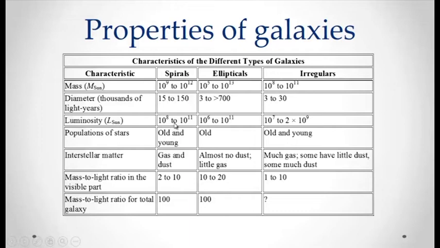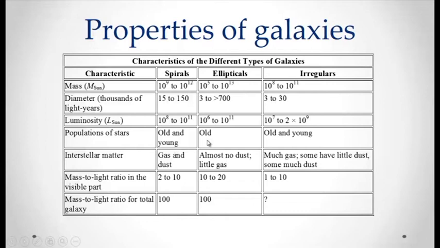Luminosity of the spiral galaxies will be 10^8 to 10^11 times the luminosity of the Sun. Elliptical galaxies: 10^6 to 10^11 times the luminosity of the Sun. For irregular galaxies, the luminosity will be 10^7 to 2 × 10^9 times the luminosity of the Sun. Population of stars in spiral galaxies will be old and young stars.